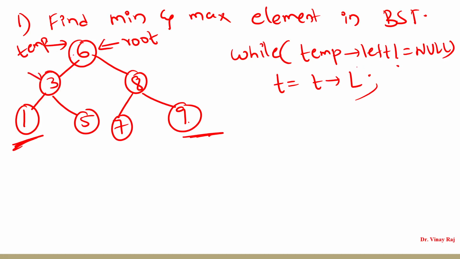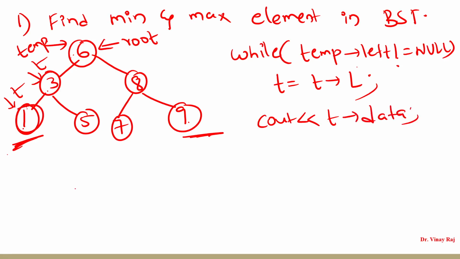Go to 3, this becomes my temp. Is 3's left not equal to null? Yes, this becomes my temp. Then is 1's left not equal to null? It is null. Stop there, just print the temp data. That is the minimum element. Next, find out the maximum element. Same way, you traverse to the right and you will get the element. The logic is simple again: while temp right not equal to null.